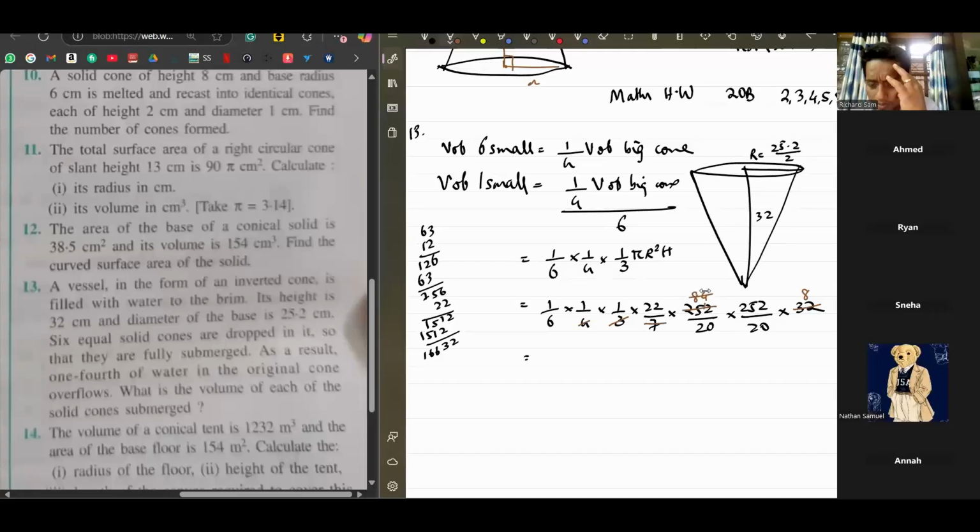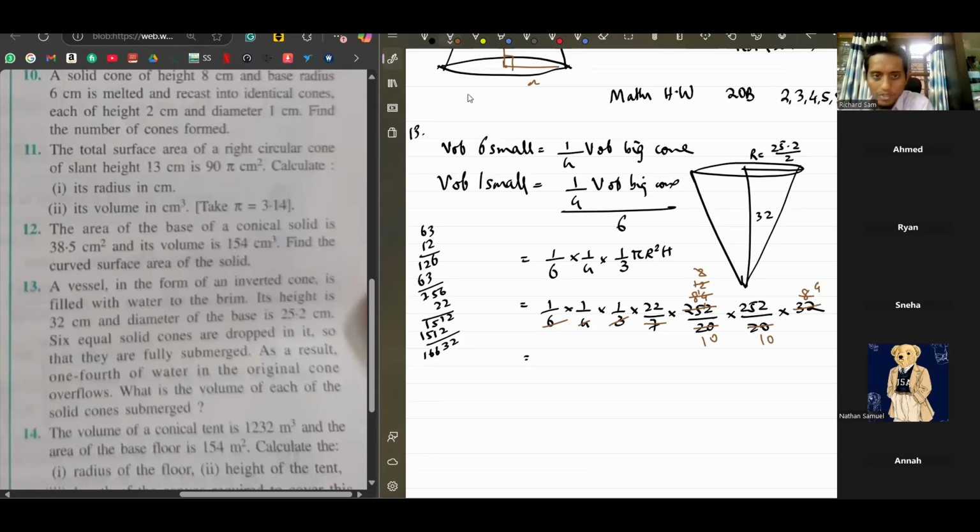7 we can cut with 84. 7 1s are 7, 7 2s are 14. Then 6 and 12 we can cut, 6 2s are 12. And then 2 and 20 it becomes 10. So you try to make the denominators 10. Here also 20 and 8 we can cut. So 4 and 10. Okay, so that way we've cut all the denominators. Don't cut anything more, otherwise the 10 will go up. You'll get 5 or something.